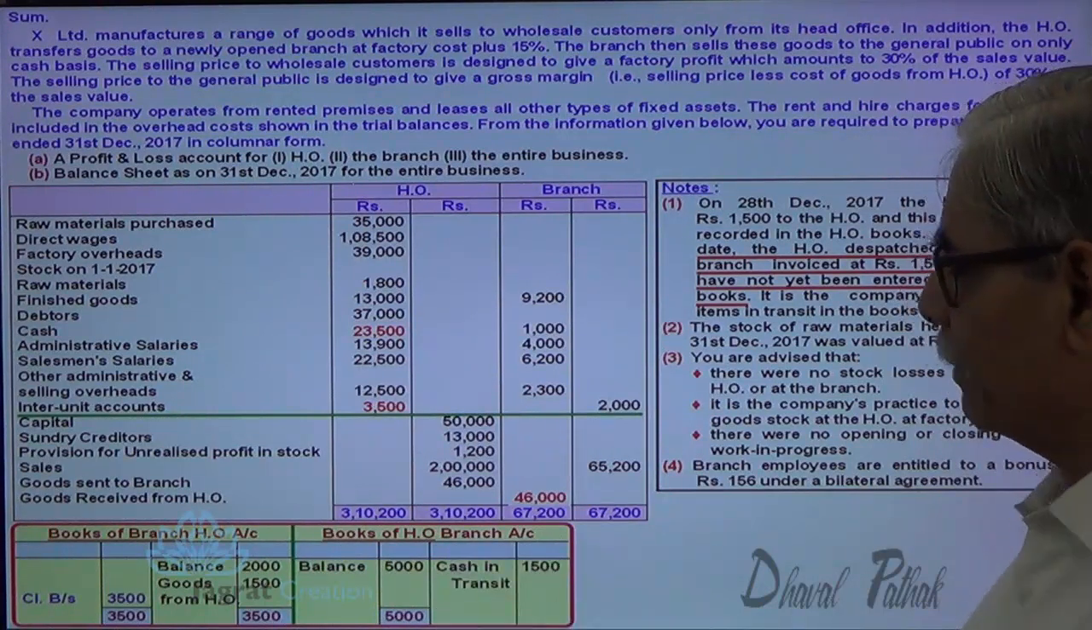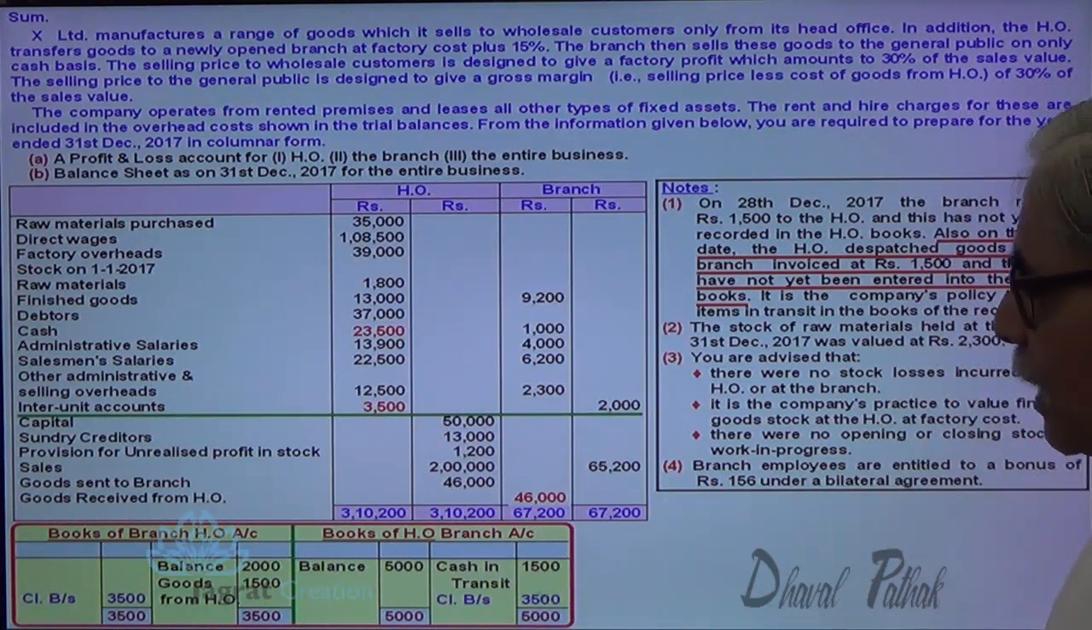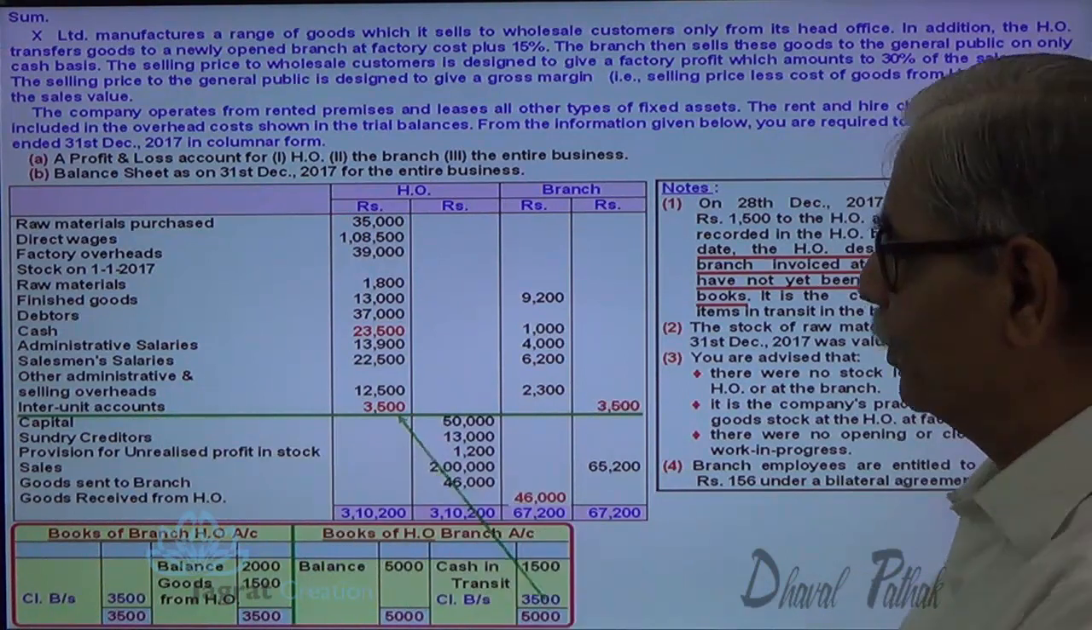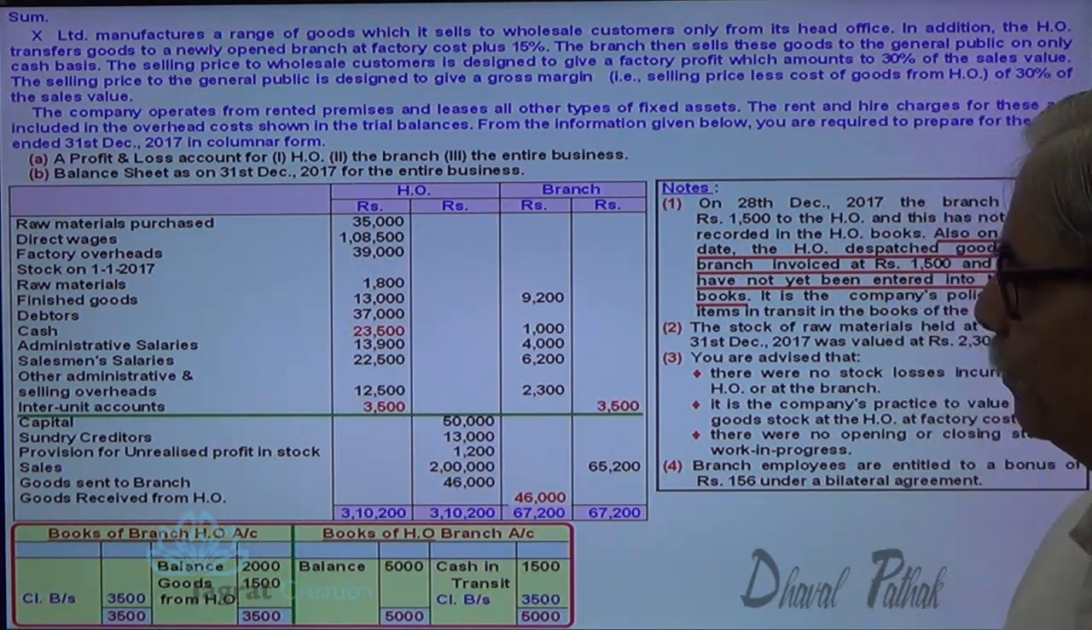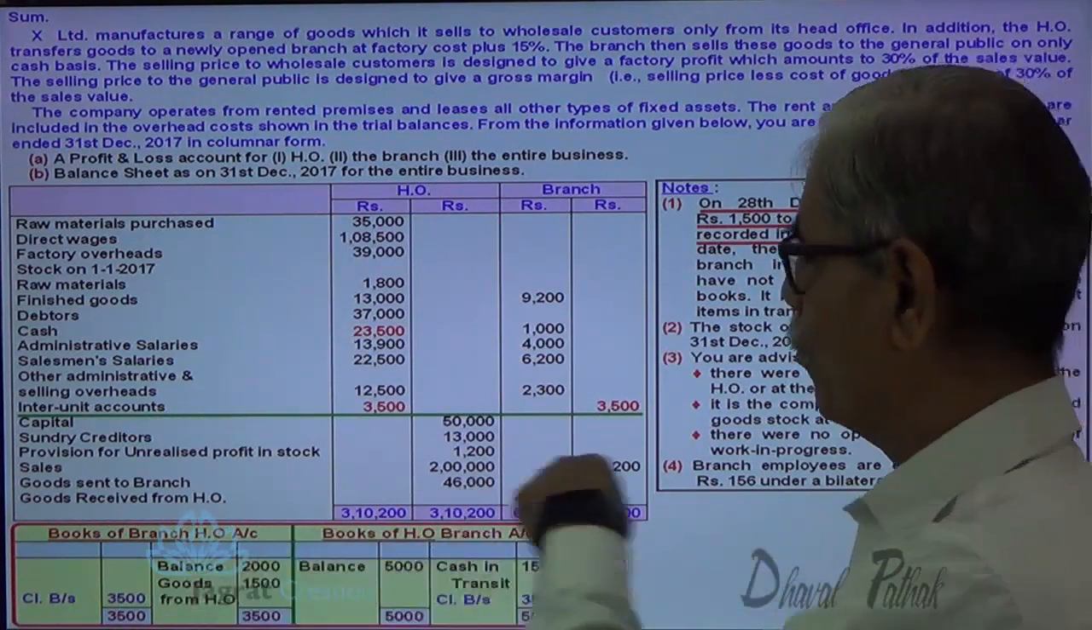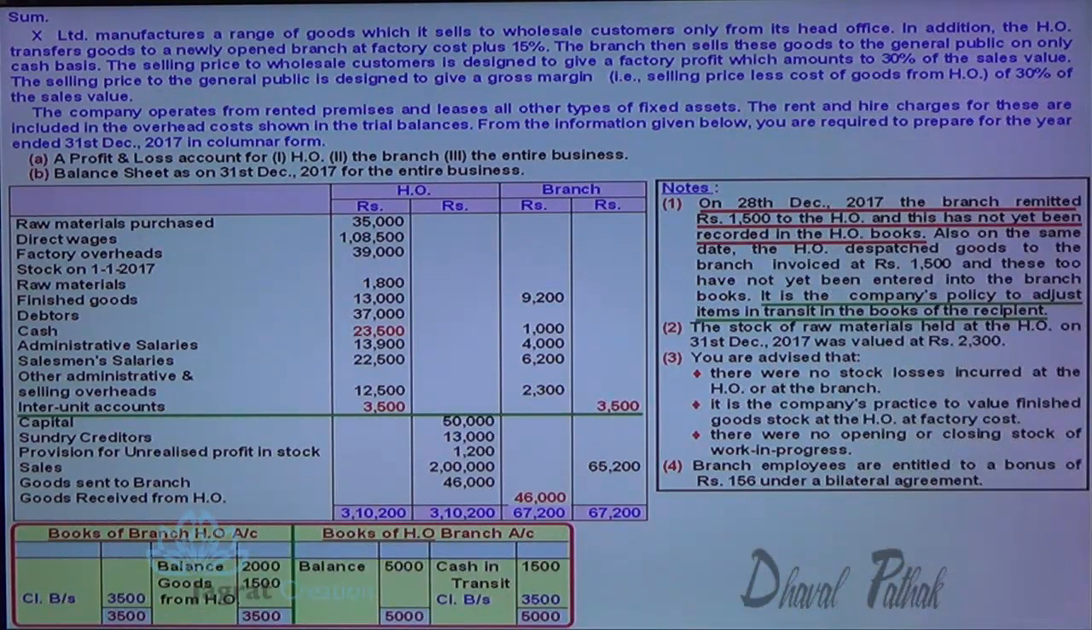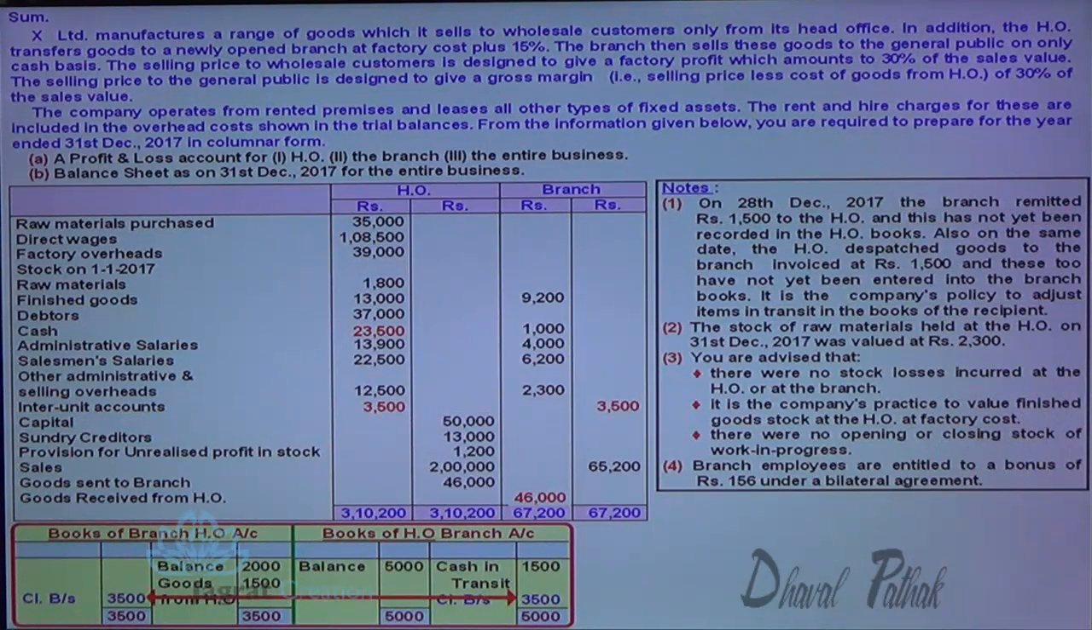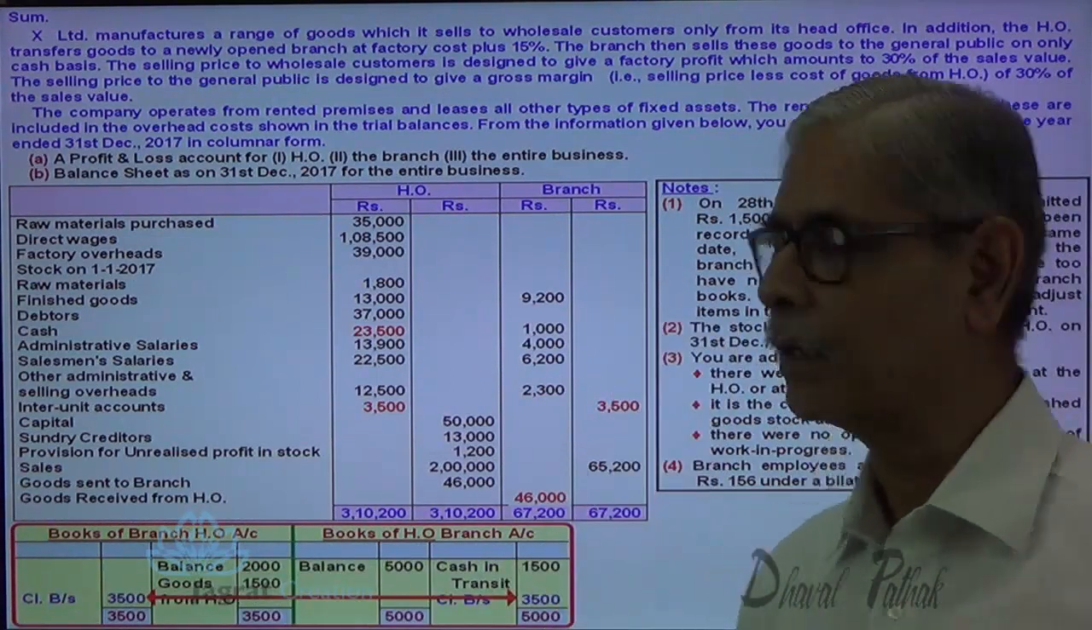And this 5,000 minus 1,500 has changed to 3,500. So this has changed to 3,500 and this has also changed to 3,500. So this is how entries are recorded. Cash in transit, entry at the receiver's end is being done. So this is how reconciliation has taken place.